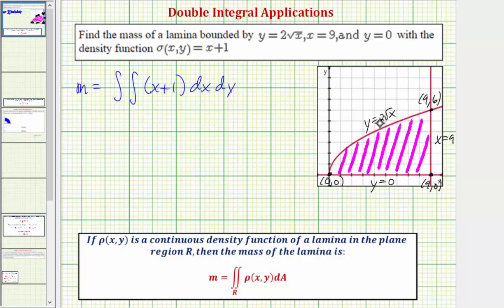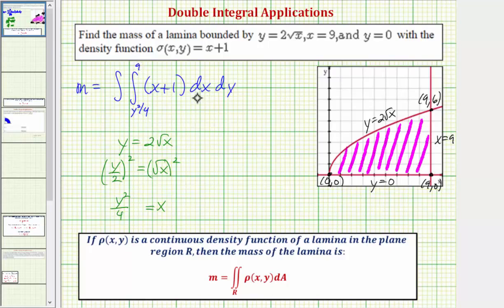But we need to solve y equals 2 times the square root of x for x if we want limits of integration for x. So starting with y equals 2 times the square root of x, we would divide both sides by 2, giving us the square root of x equals y divided by 2, and then we'd square both sides of the equation, giving us x equals y squared divided by 4. So y squared divided by 4 would be the lower limit of integration with respect to x. And then to the right, again, it's bounded by x equals 9, so 9 is the upper limit of integration with respect to x.